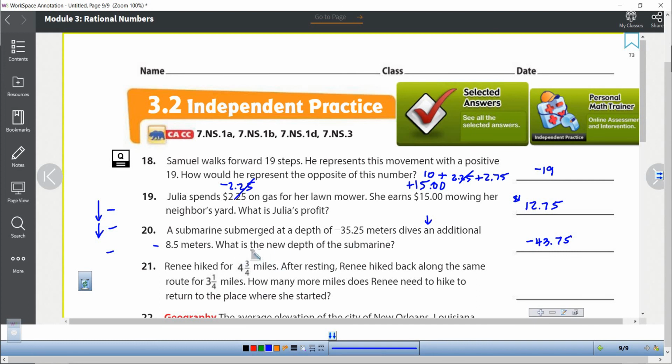Now, Renee hiked 4 3/4 miles, so she was going that direction. We'll go ahead and call that positive. Then she hiked back. All right, we're going to go ahead and call that negative. Okay, so we had 4 3/4 in the positive direction, and then we had 3 1/4 in the negative direction. How many more miles does she need to hike to return to the place where she started? All right, so again, if we look at this 4 3/4, that's the same as 4 2/4 plus 1/4. Do you agree? All right. Actually, let me change that. I don't like how I did that. All right, so 4 3/4. This is what I want to do. I want to change that to 4 1/4 plus 2/4.